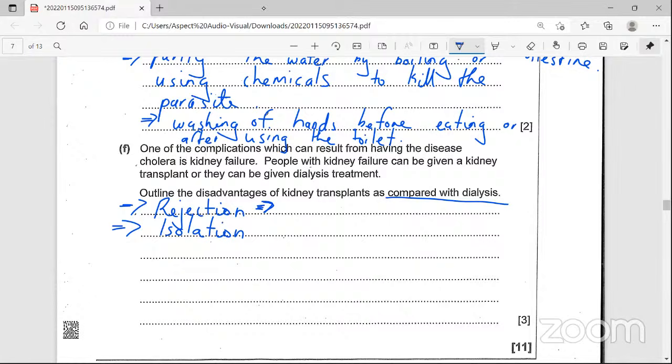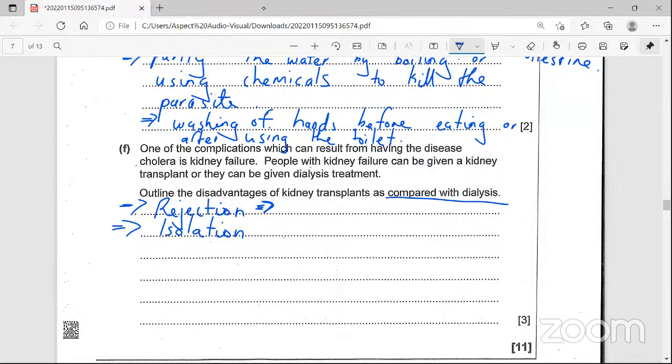Isolation, yes. In a kidney transplant, it's not always where you can survive. There's a chance that you can also die. Okay, yeah, that's the rejection. Let's go under rejection. Is it expensive? Dialysis is more expensive. Yes. The way I answered was that I first compared the kidney transplant and then compared it to dialysis.